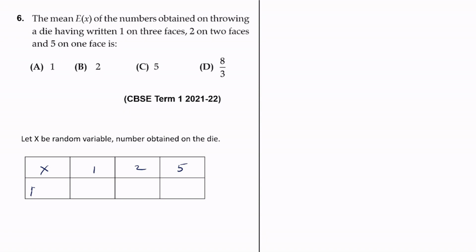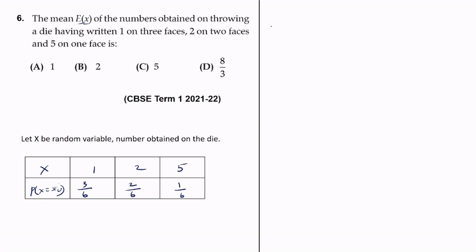Now we have probability of X equal to Xi. That is, probability of getting a 1 is number of favorable outcomes divided by total number of outcomes. So it is 3 by 6 because 1 is written on 3 faces. Then probability of X equal to 2 is, here 2 is written on 2 faces, so number of favorable outcomes divided by total number of outcomes, it is 2 by 6. And 5 is written on 1 face, so probability of getting a 5 is 1 by 6.